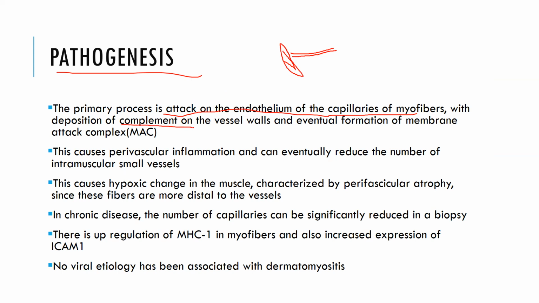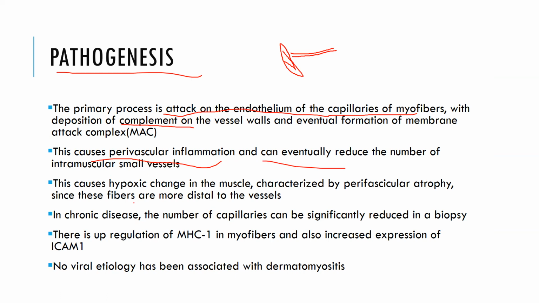So when you damage the endothelia of these blood vessels, that means the muscle they are supplying will have no more blood supply, no nutrients. What happens in that case? The muscle will become atrophic. This usually causes perivascular inflammation, and eventually you have a reduced number of the blood vessels supplying the muscles. Because the blood vessels are low, they are not supplying blood and nutrients, and you cause hypoxia.